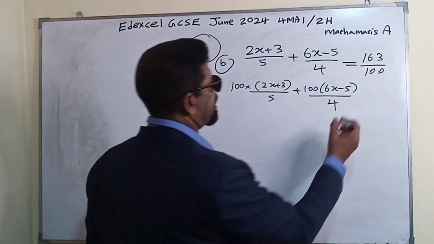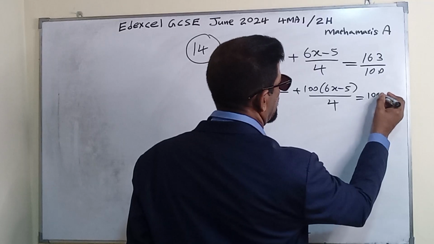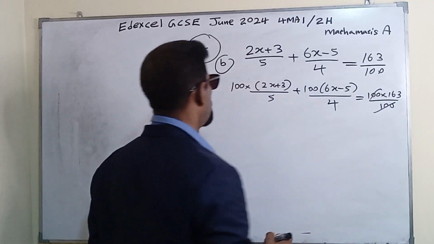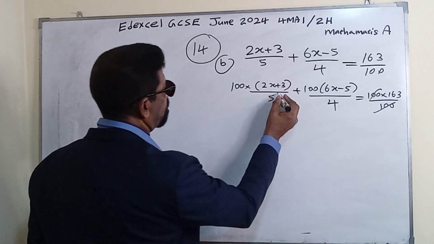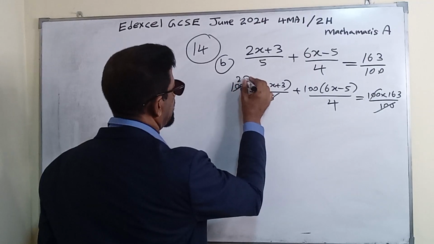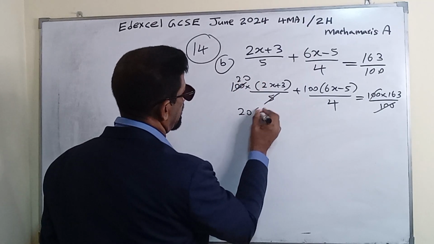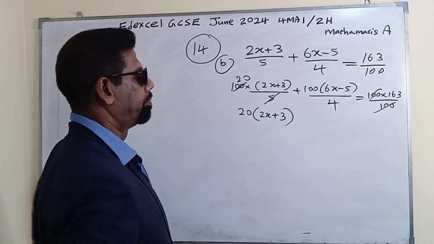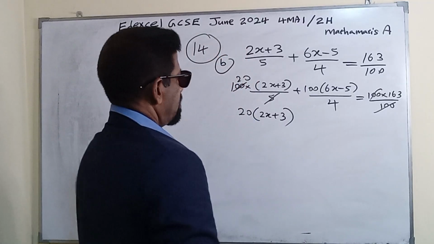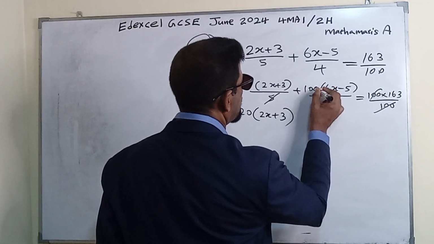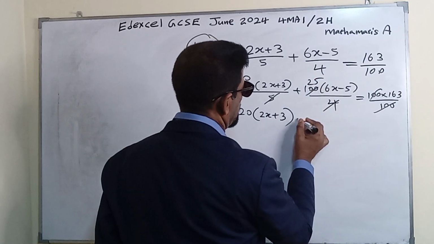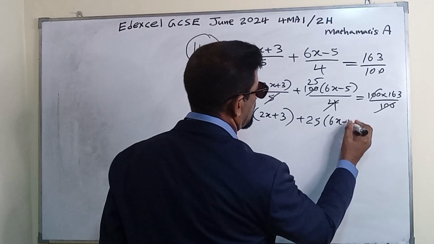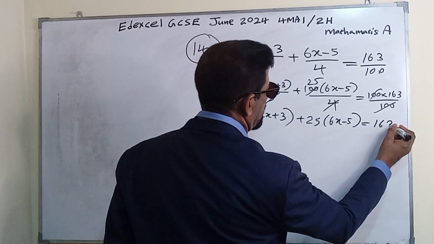Okay, so 100 times 163 over 100, that cancels. So 5 goes into 100 twenty times: 20 times 2x plus 3. Right? So 4 goes into 100 twenty-five times: 25 times 6x minus 5 equals 160.